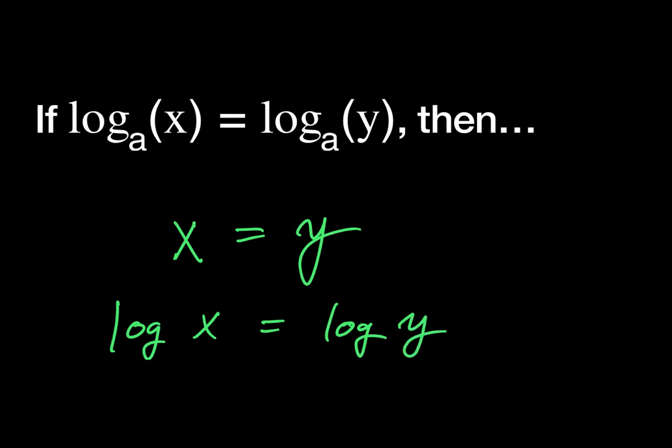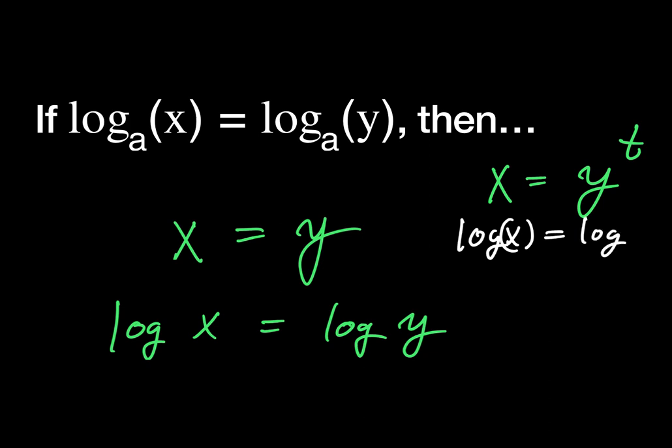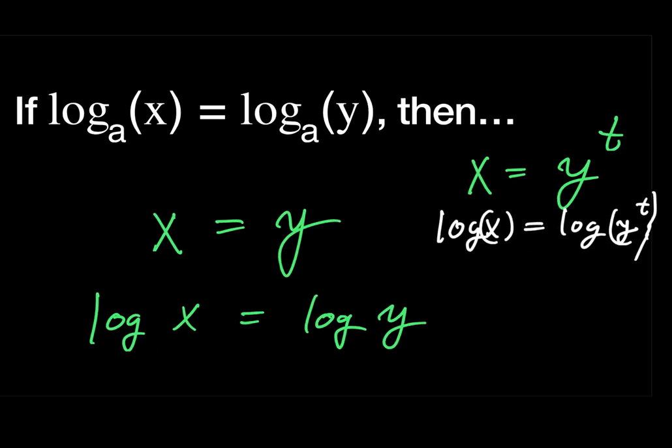But it also means if I have something like x equals y to the t, and I want to find t, like time in one of those other equations, if I take the log of both sides, if I take log of x, it would equal the log of y to the t power. And then, using properties of logarithms, log of x would equal t times log of y. Well, now that's how I'm going to get my variable out of the exponent.